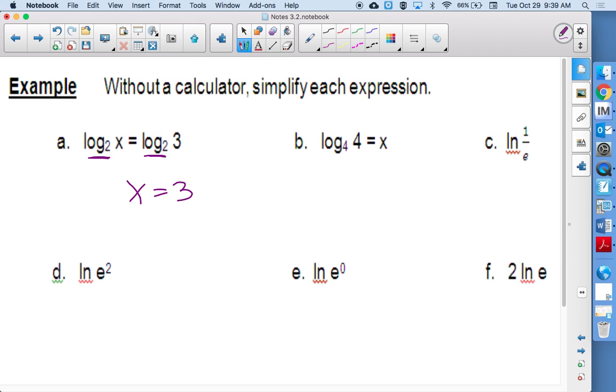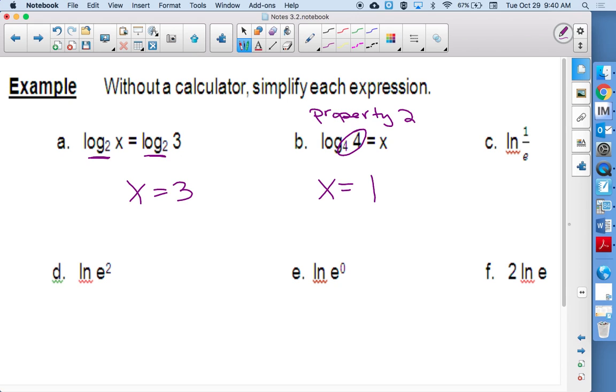So looking at the next one for letter B, the log base 4 of 4 equals x. Look at your properties. What is that equal to? Yeah, 1. And that would be property number 2. So that was property 4, and this would be property 2.